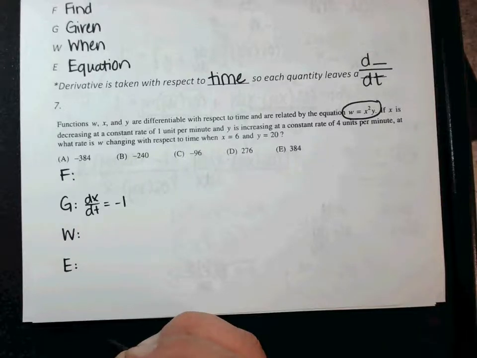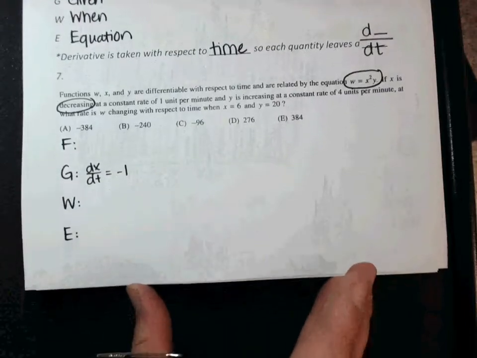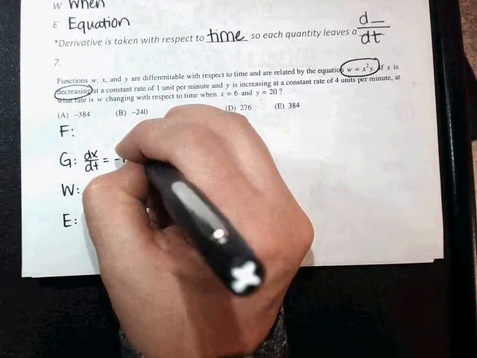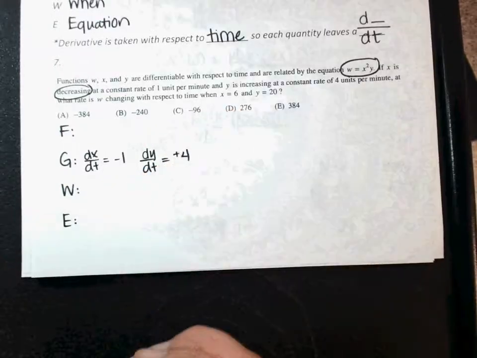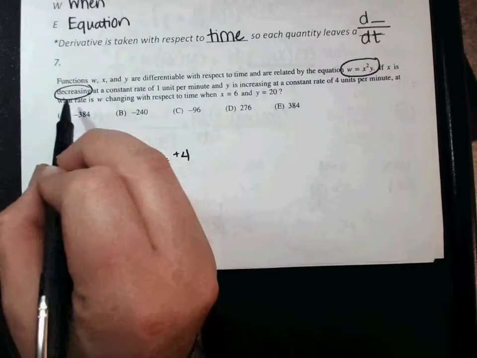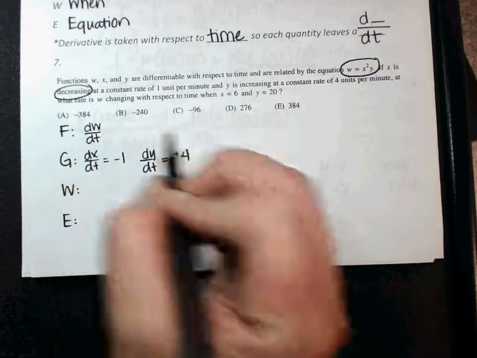So negative 1. Why negative? This is decreasing. Very good. y is increasing at a constant rate, so dy/dt is positive 4. Then it says, at what rate is w changing? Well, then I want dw/dt.